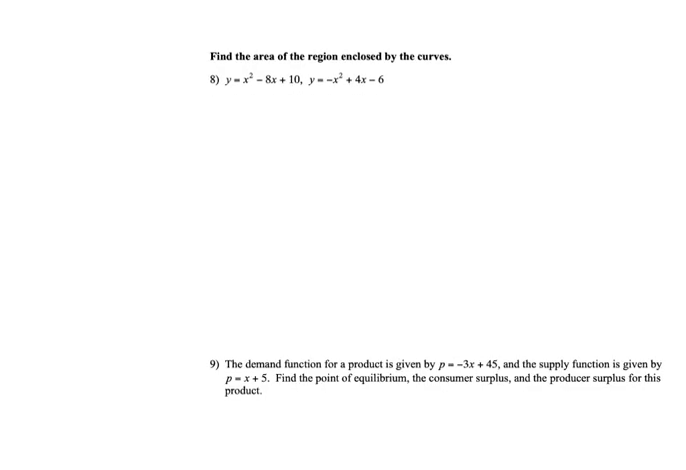Question 8 would be from section 5.5, area bounded by two curves. So the situation we have here, two parabolas. The first one, y equals x squared minus 8x plus 10, is facing like this. Negative x squared plus 4x minus 6 is facing upside down. So we're trying to find the area between. We need to find the intersection points so that we know the bounds of integration.